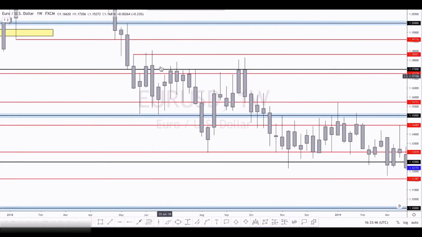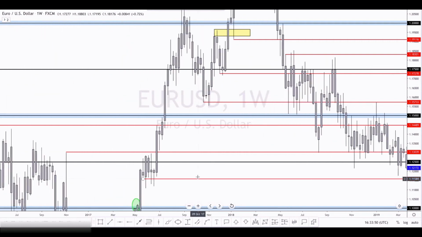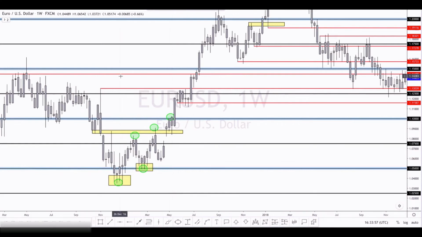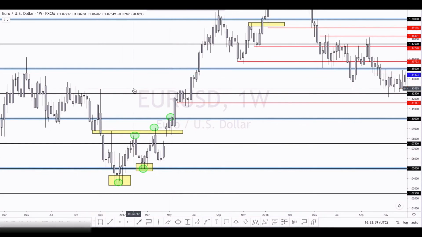Here you can see we've got a strong range around 1.17. Let me just tidy this back up again. So let's take off our bearish, let's take off our bullish lines for a second, so we just get more tidy.